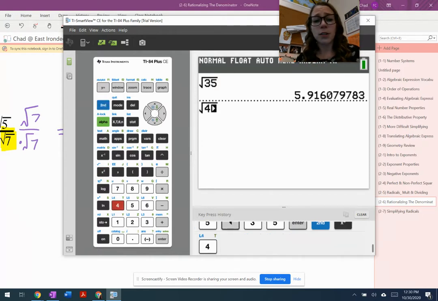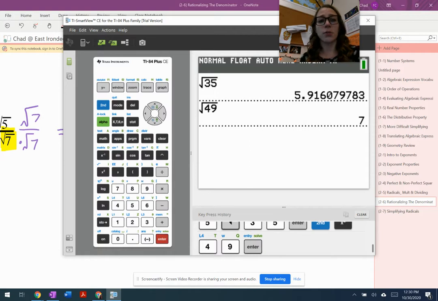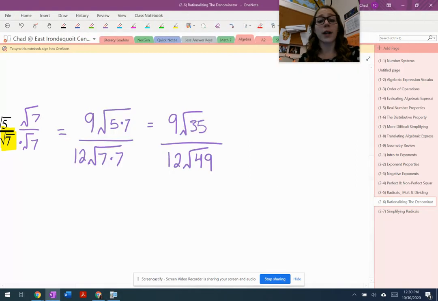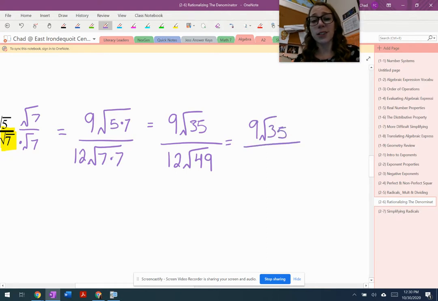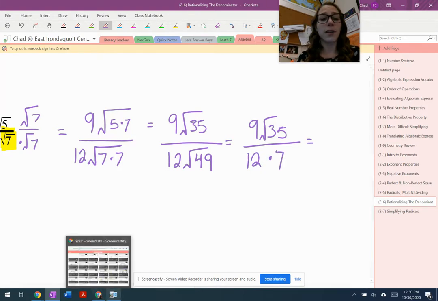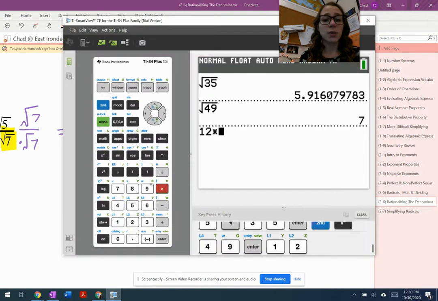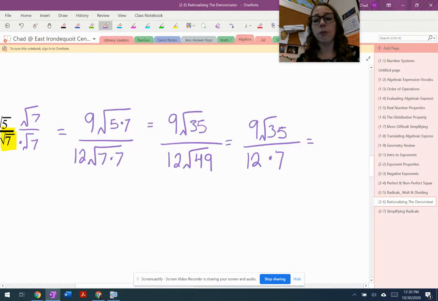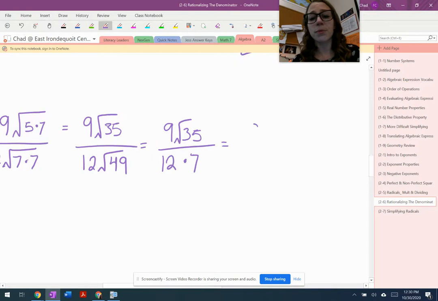But we do know that the square root of 49 is a nice normal whole number because it's a perfect square. So we have 9 square roots of 35 still on the top because that's an ugly number and we don't want to deal with that. 12 times the square root of 49 turns into 7. So now we have to multiply that 12 times 7, which is going to be 84. So 9 square roots of 35 divided by 84.